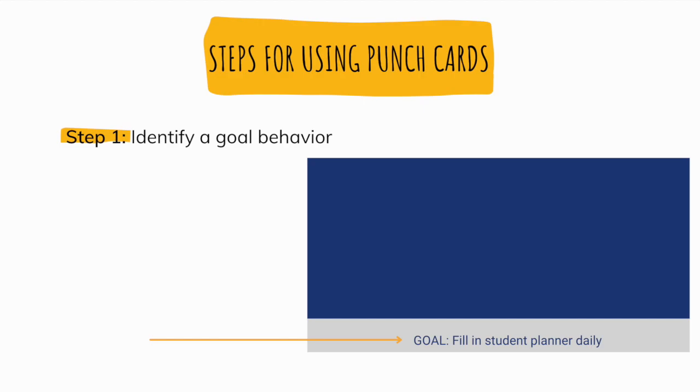There are 6 steps for implementing punch cards. So, step 1, you want to identify a goal. So, you describe the behavior that you want your students to do using action words, such as filling out their student planner each day. So, we see below what our goal is.